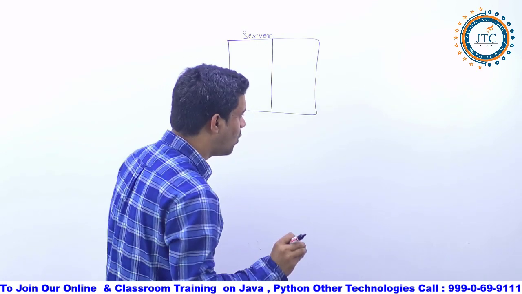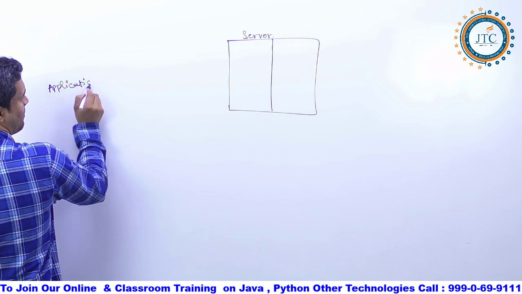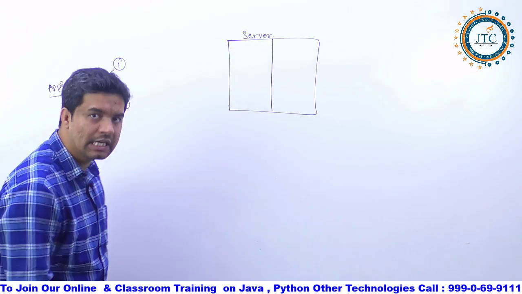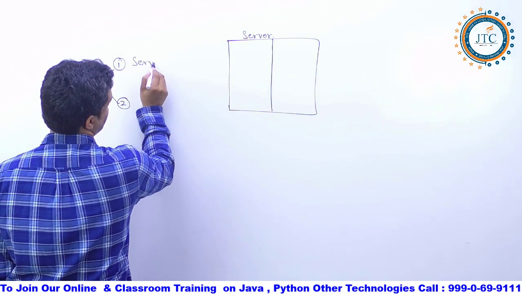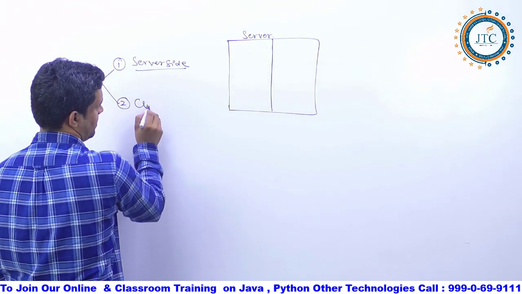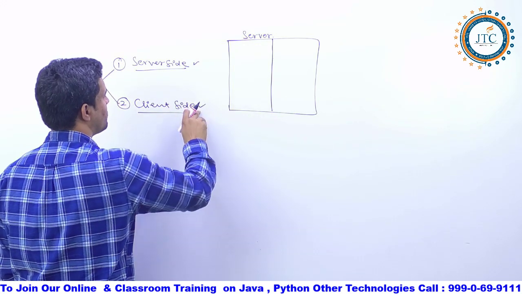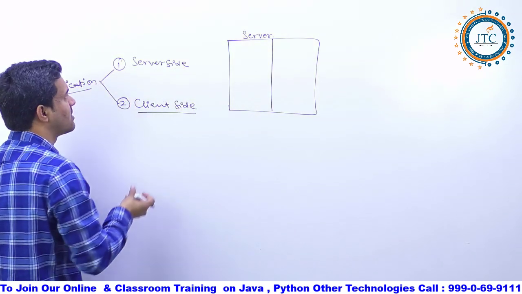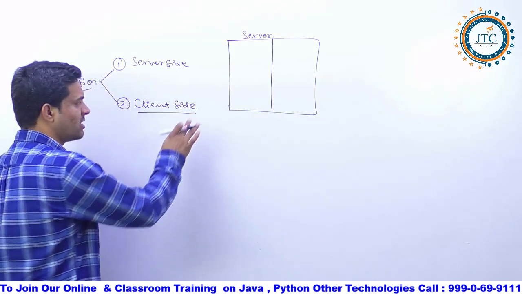As I said, our application is divided into two major parts. Part number one is the server side, and the second one is the client side. Are you getting my point? One is the server side, the second is the client side, correct? Now, what is the role of this client side?